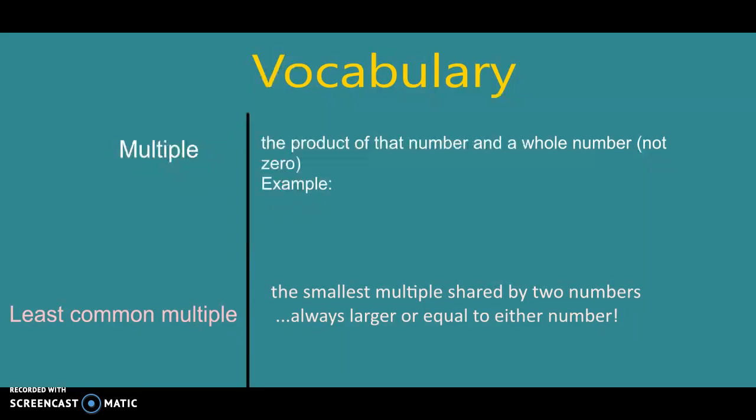So, what is a multiple? A multiple is the product of a number, that number, and a whole number, not zero. So, for example, if we started with the multiples of 6. 6 times 1 is 6. 6 times 2 is 12. 6 times 3 is 18. And so on. Remember, multiple, I like to say massive multiple. It should be bigger than the number or the same.